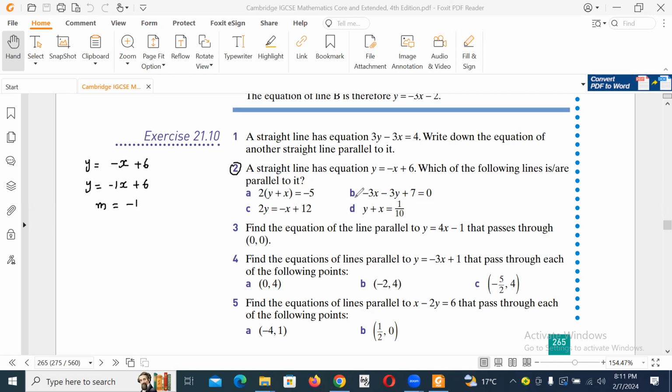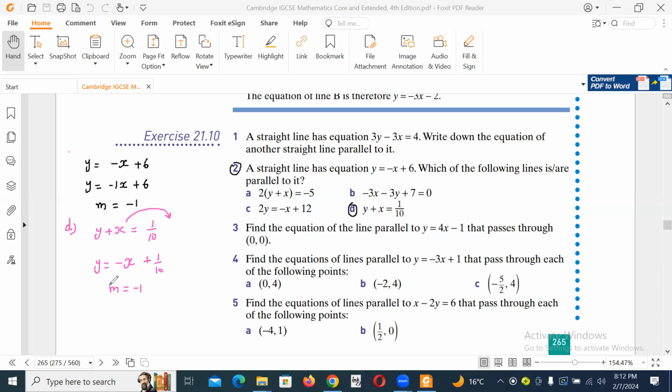Now we will try one part from this, which is D. D part: y plus x is equal to 1/10. So we will try to make y the subject. First thing, take x from left to right. It would be y is equal to minus x plus 1/10. No need to solve more, just write what the gradient of this straight line is. So we have gradient m is equal to -1. The value which comes before x is exactly -1.